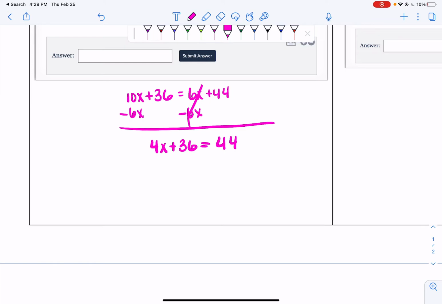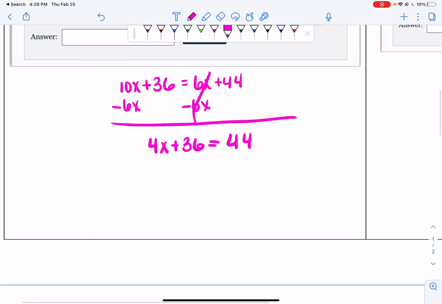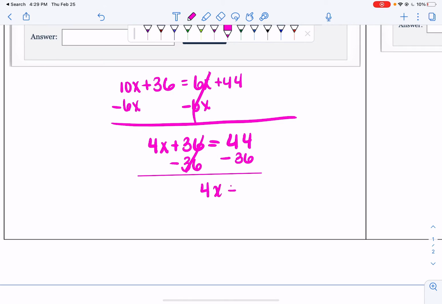I want to get x by itself, so I've got to get rid of that plus 36. So I'm going to take away a 36 from both sides of my equation. So I get 4x is equal to 8. Now, I've got to divide by 4. And I get x is equal to 2.